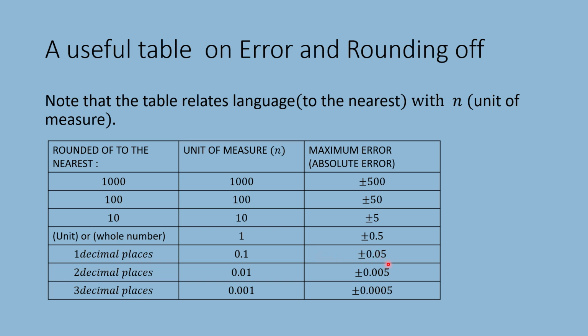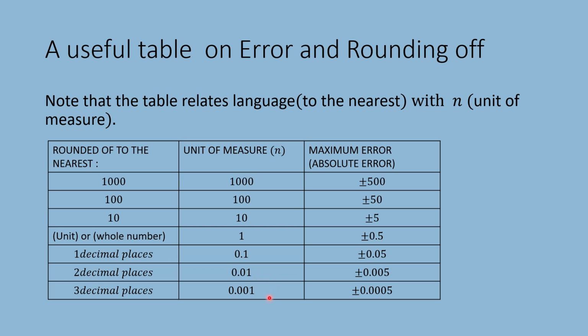Where are we getting the 0.05? It is gotten from the formula: error is equal to plus or minus n over 2. Great. The same applies to a hundredths. The unit of measure is going to be 0.1.